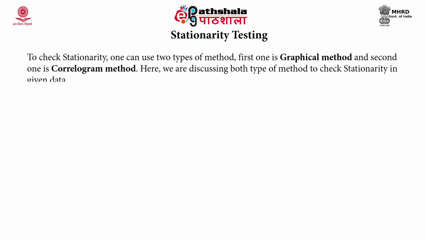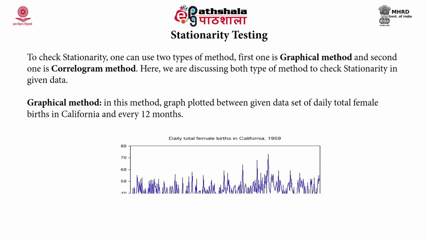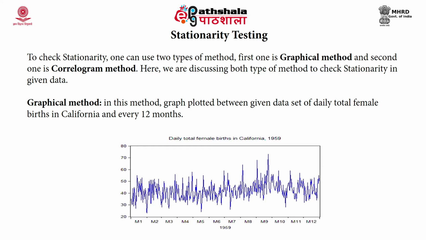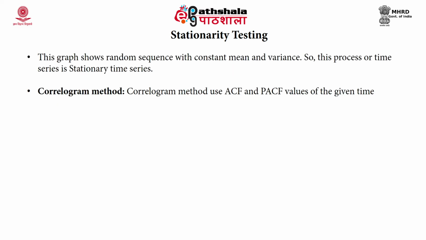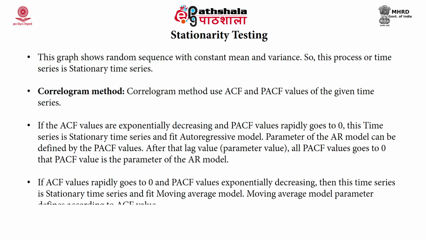To check stationarity, one can use two types of method. The first one is the graphical method and the second one is the correlogram method. Here we are discussing both types of method to check stationarity in the given set. Graphical method: in this method a graph is plotted between the given data set of daily total female births in California and every 12 months. From the graph you can see that there is stationarity in the time series. This graph shows a random sequence with constant mean and variance, so this process is a stationary time series.